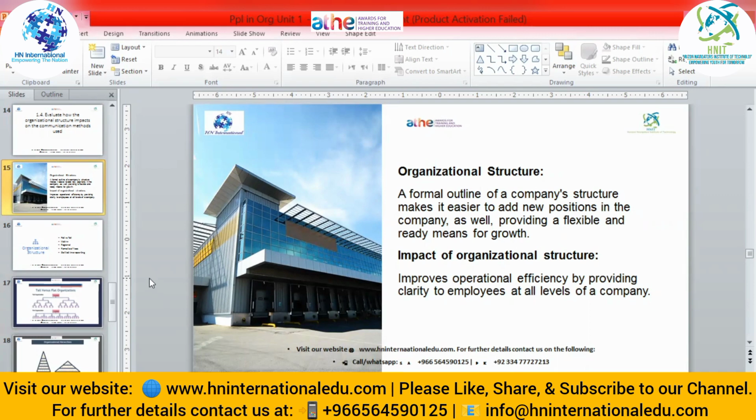Now, it's very important for an organization to have a proper hierarchy. Why? To outline its hierarchy, to know on paper who is reporting to whom, how many employees there are, how many levels there are in an organization, because it improves efficiency. You would know, okay, this is my boss, I have to report to him for a certain task, or I have to report to the CEO for a certain task. It makes it really easier.